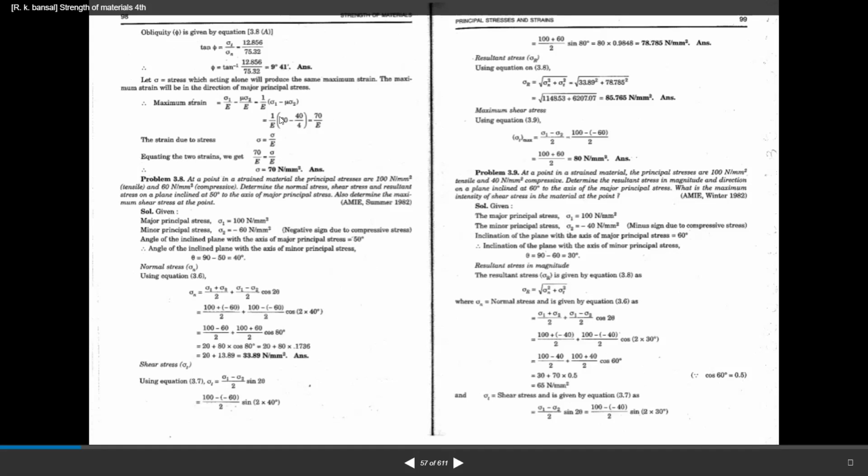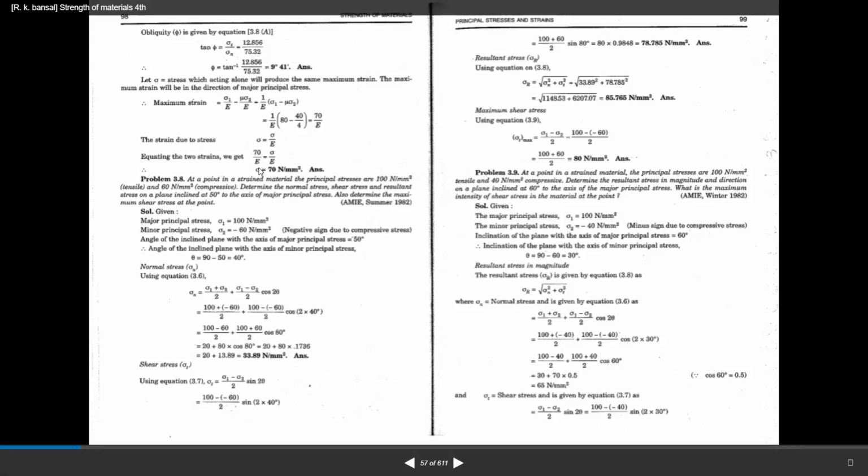See the two equations, strain due to stress and maximum strain. Both equations are equating to calculate the stress that equal to 70 Newton per mm square. The principal stress sigma equal to 70 Newton per mm square. This is the formula for calculating the maximum strain and the strain due to stress. Two both are equal. Finally, we got the value for principal stress sigma equal to 70 Newton per mm square.